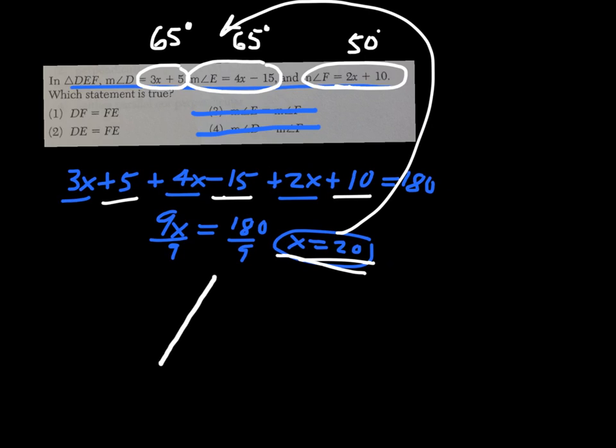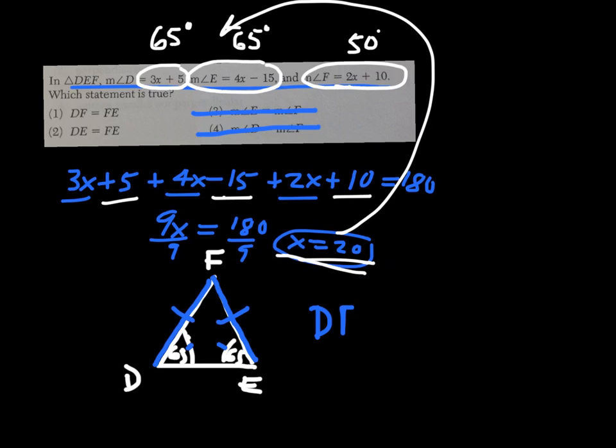You've got a small angle of 50 degrees at the very top, and that would have to be my F. And these two angles are my base angles of each 65 degrees for my D and my E. So that makes it an isosceles triangle because two angles are the same. So that must mean that the blue sides, the legs of the triangle, have to be the same. So DF and EF are the same.